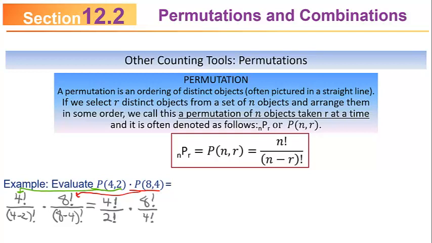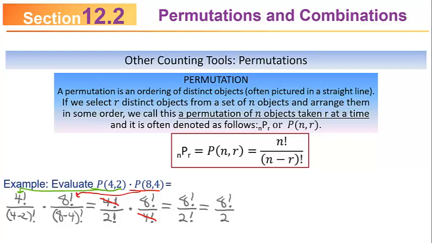And if you simplify that a little, you'll see that you've got 4 factorial over 2 factorial times 8 factorial over 4 factorial. You can work this out any way you want to, but if you take advantage of the fact that the 4 factorials can cancel, you simply have 8 factorial over 2 factorial. That's probably the easiest way to handle it.